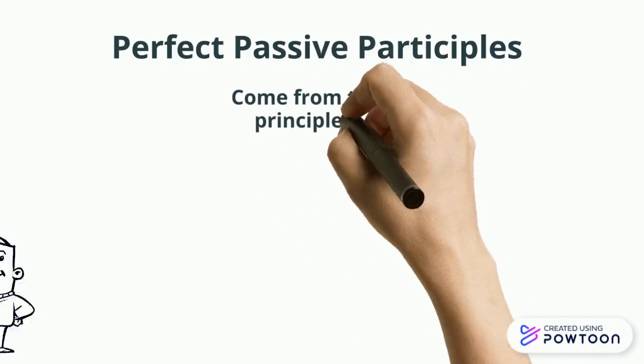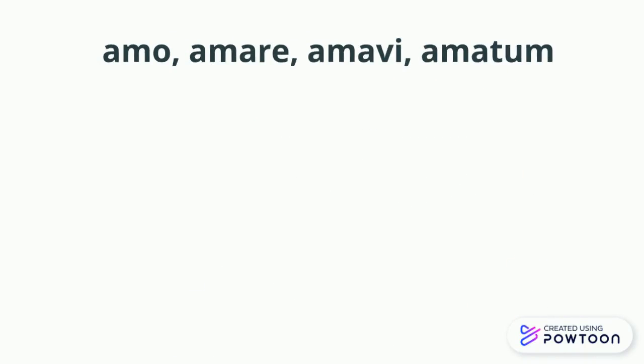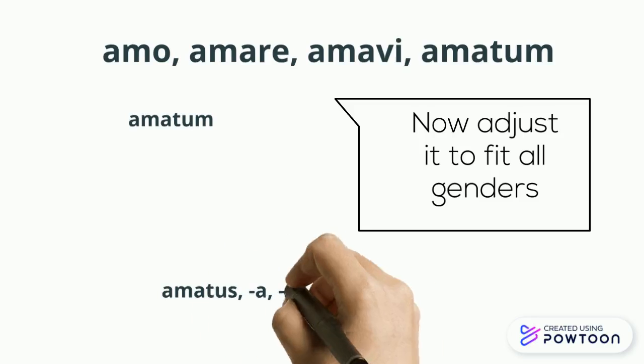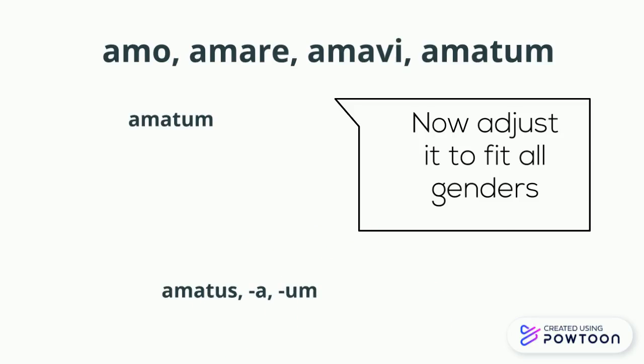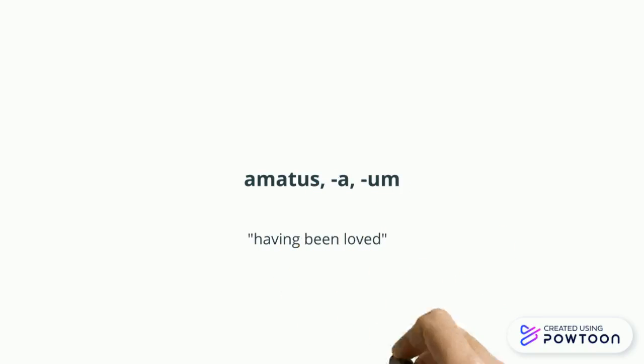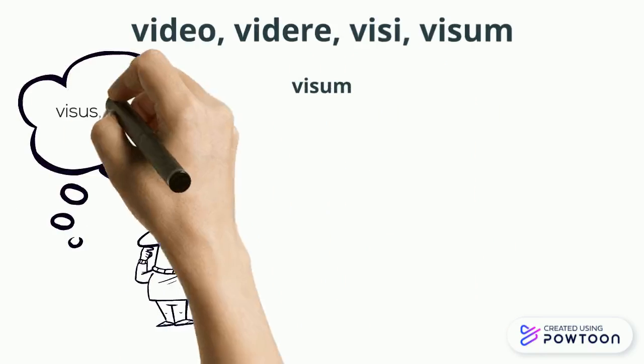It comes from the fourth principal part. So in the verb amo, I would take the fourth principal part, amatum, and adjust it for all three genders, amatus. Translate a perfect passive participle by saying having been. In the verb video, we would start with visum, make it visus, having been seen.